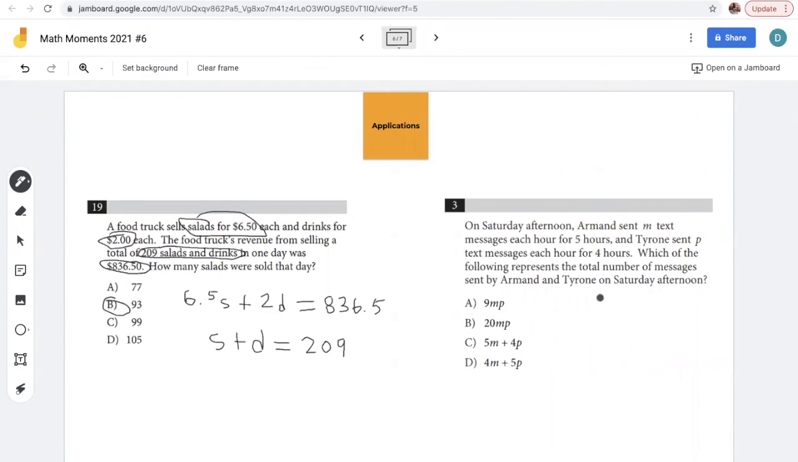Now, let's look at the second problem here. Number 3 is what it's labeled. On Saturday afternoon, Armand sent M text messages each hour for 5 hours, and Tyrone sent P text messages each hour for 4 hours. Which of the following represents the total number of messages sent by Armand and Tyrone on Saturday afternoon? So we want basically an M plus P situation, and that's going to be equal to something. We'll call that Y.